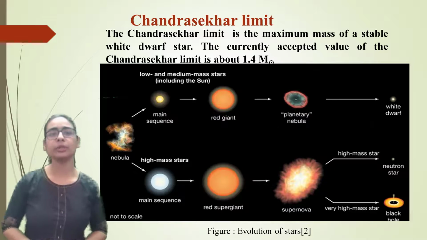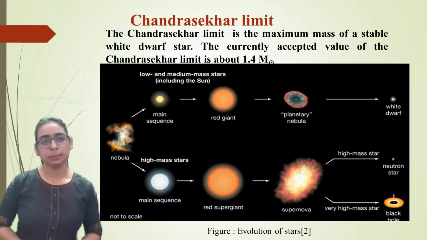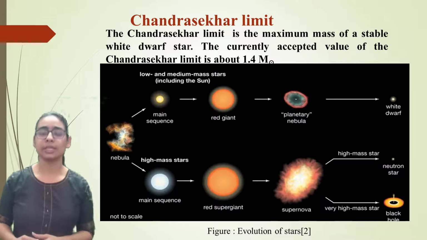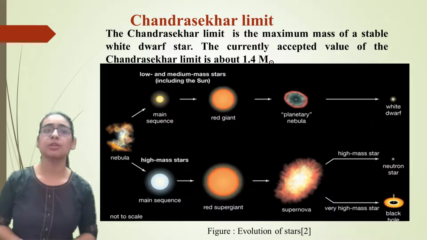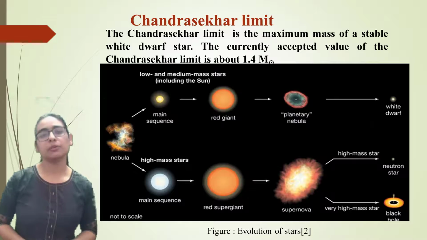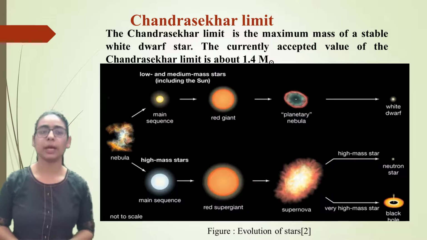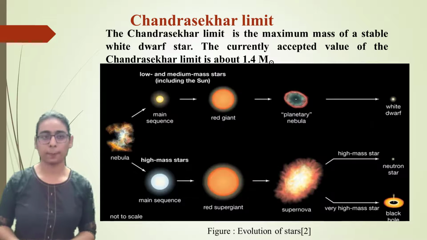Now, we will talk about a parameter which is known as Chandrasekhar limit. Chandrasekhar limit, in astrophysics, is the maximum mass theoretically possible for a stable white dwarf. This limiting value was named for the Indian-born astrophysicist Subramaniam Chandrasekhar, who formulated it in 1930. In the evolution of a star, a low or medium mass star would first become a red giant, followed by a planetary nebula, and then end as a white dwarf.